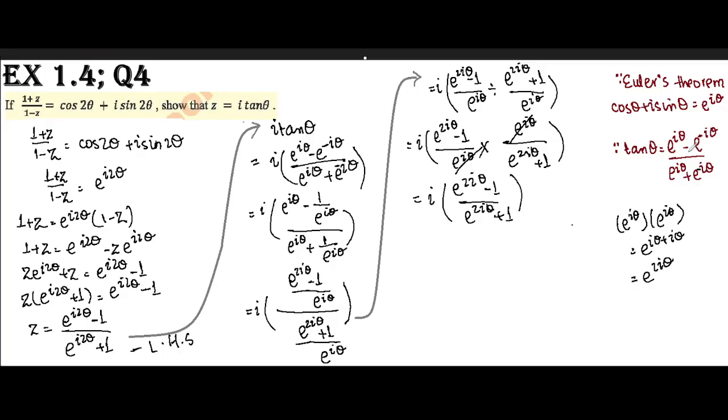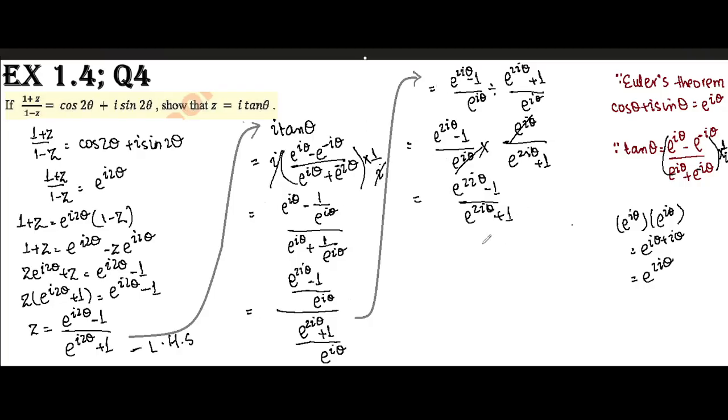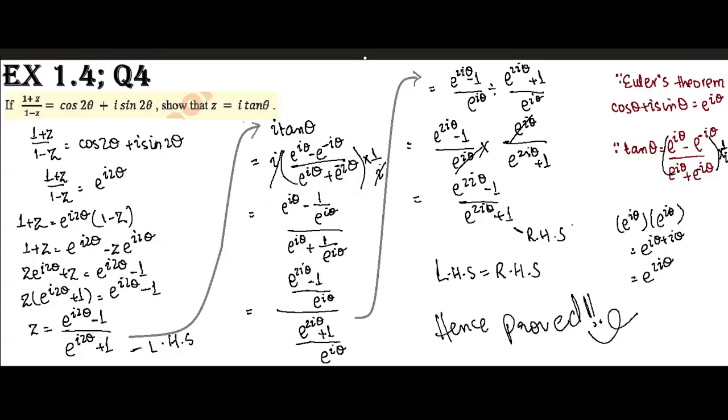I've made a mistake: this tan θ is equal to this multiplied with 1/i. And now because of this, when we replace this tan θ with 1/i, this and this get cancelled and this whole iota thing is removed. In this way, this is your right hand side, and the left hand side and the right hand side are equal. So we have proved it. Thank you.